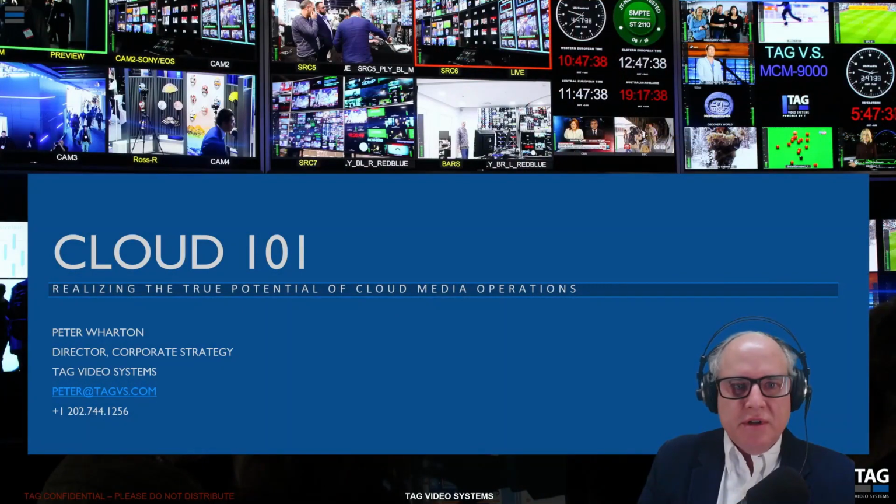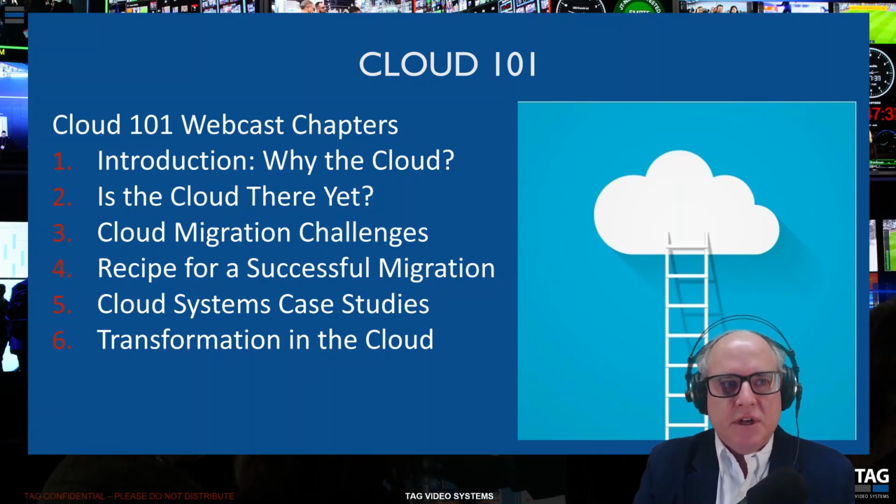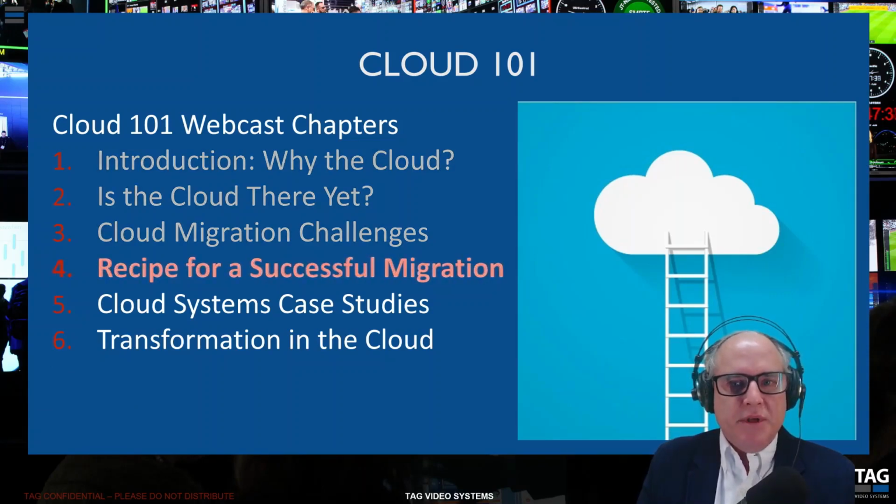So let's get started. We've been through a few episodes so far of this. In the first one we talked about why the cloud. In the second episode we talked about is the cloud there yet? And we talked in the last episode about cloud migration challenges. So this time around, we're going to talk about recipe for a successful migration.